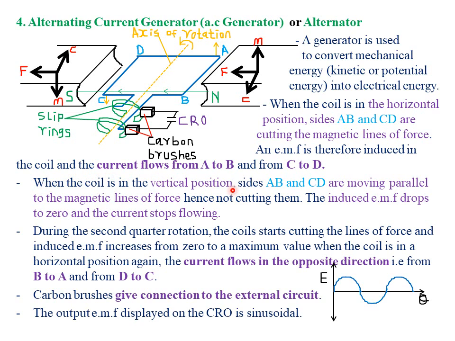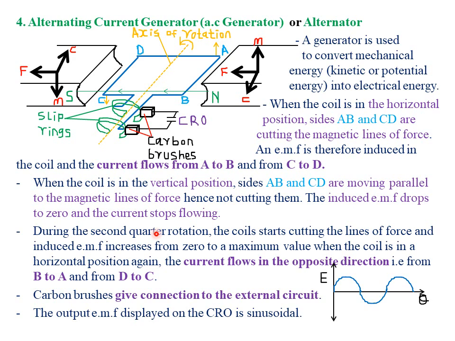So when the coil is in the vertical position, the sides AB and CD are moving parallel to the magnetic lines of force. In the vertical position, the side AB moves up, then the side DC moves downward. Therefore, they are parallel to the direction of motion of the magnetic field line. Hence they are not cutting the magnetic field lines, and then the EMF induced will be zero. So that is why the induced EMF drops to zero and the current stops flowing.